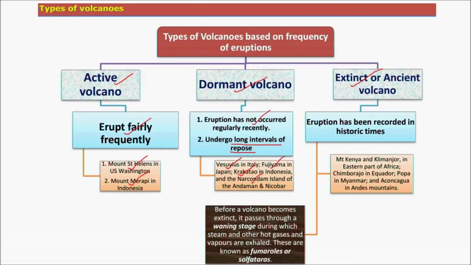There are only about 2 to 3 active volcanoes in the Indian region, especially in Andaman and Nicobar Islands. One is Barren Islands, the other one is Narkondam, etc.